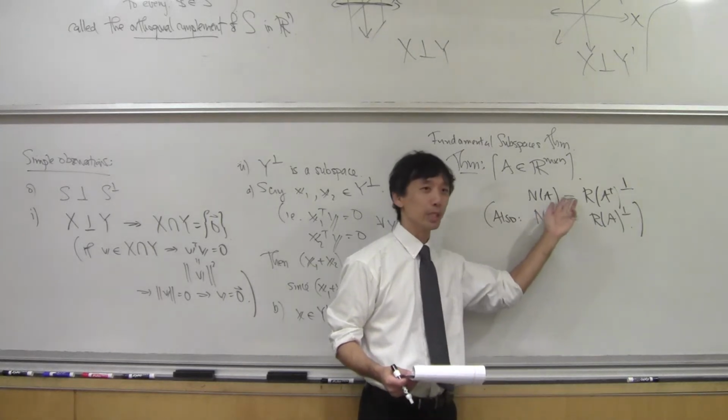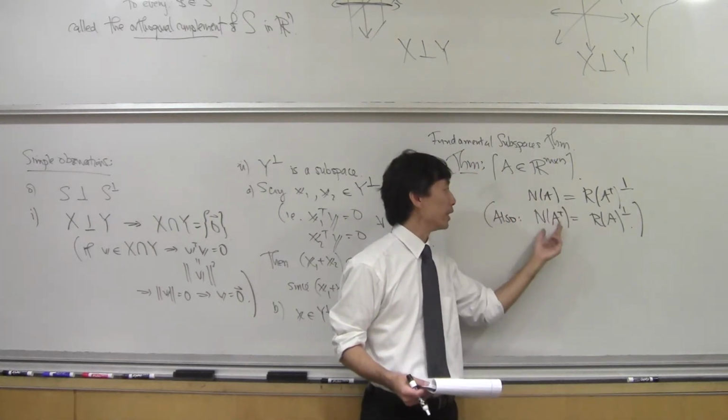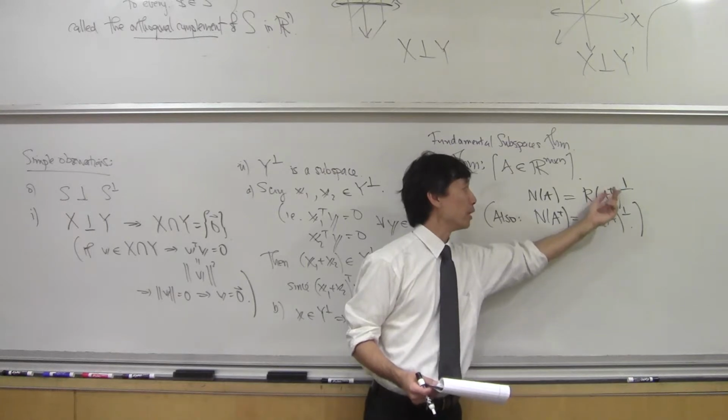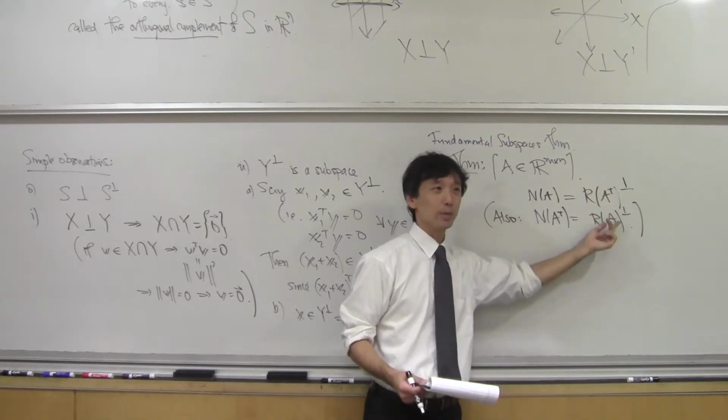You replace A by A transpose, right? The null space of A transpose is the orthogonal complement of the range of A transpose transpose, which is just A.